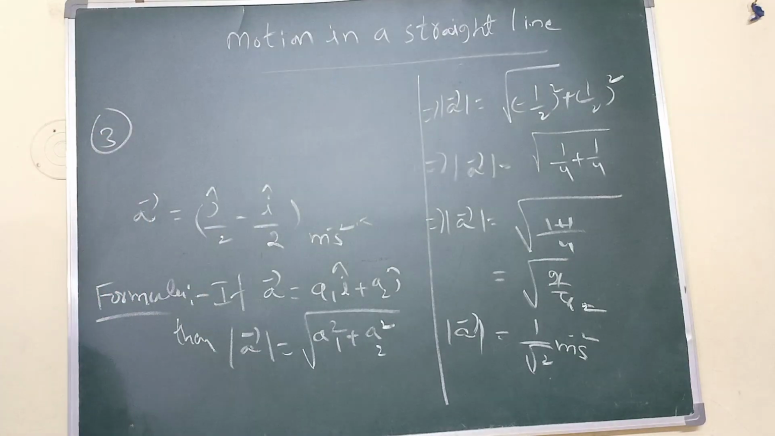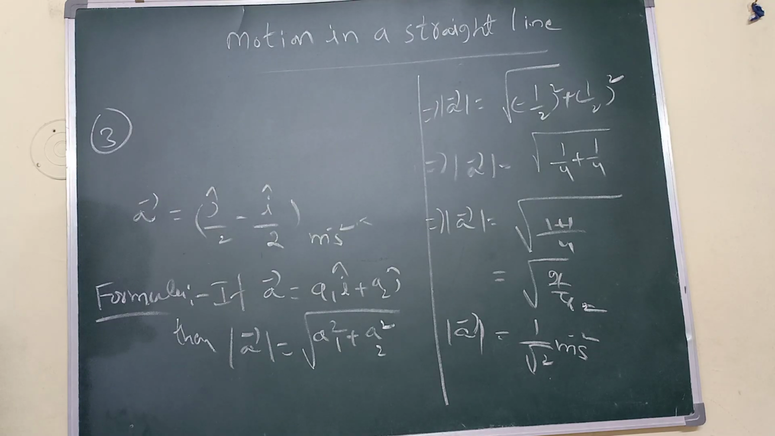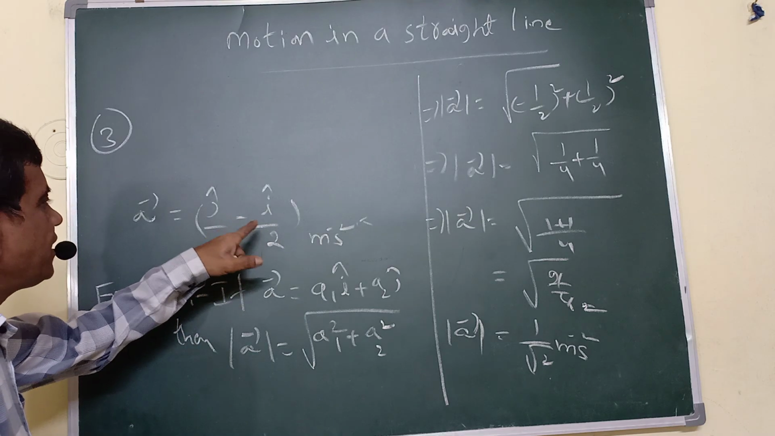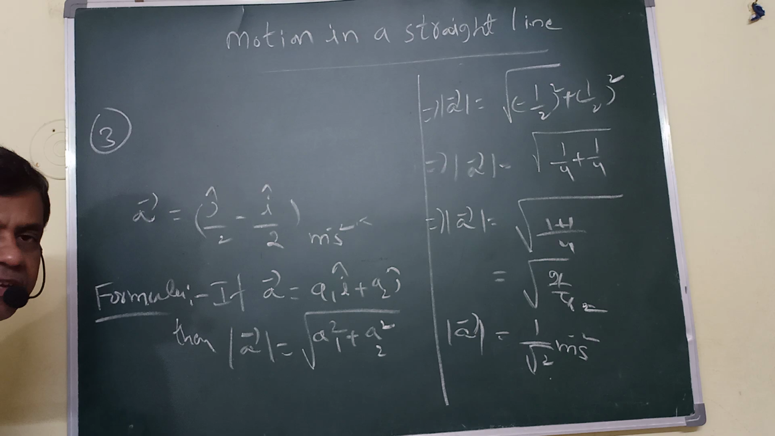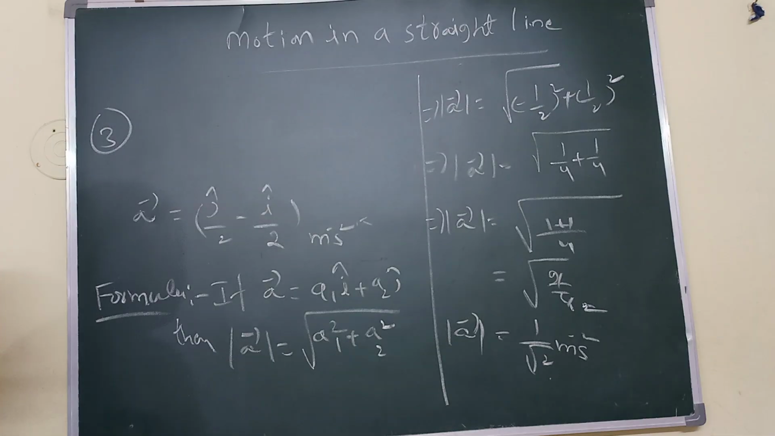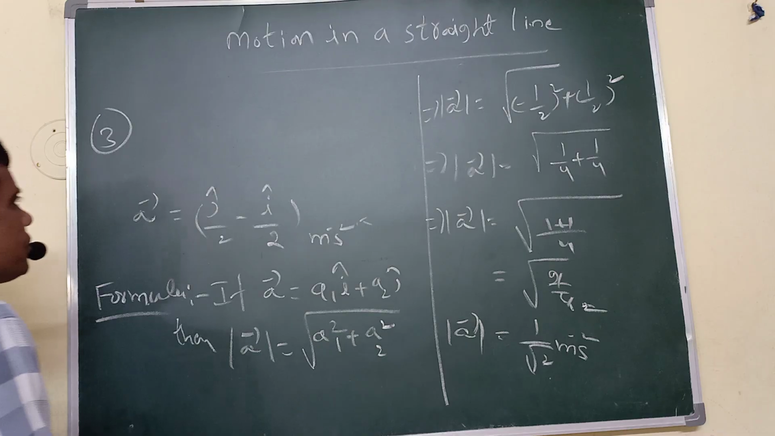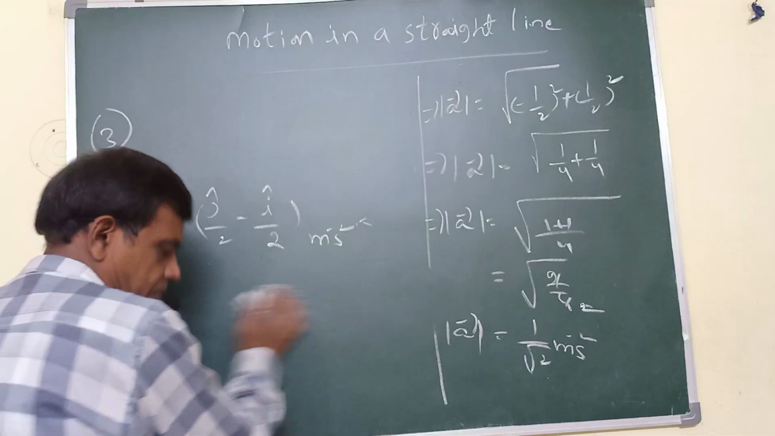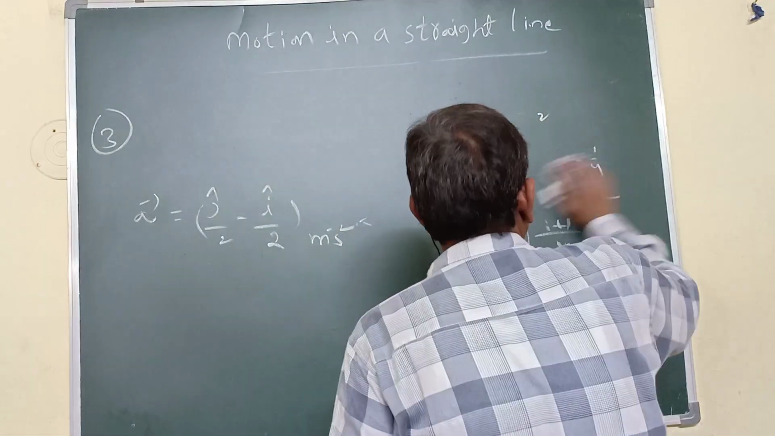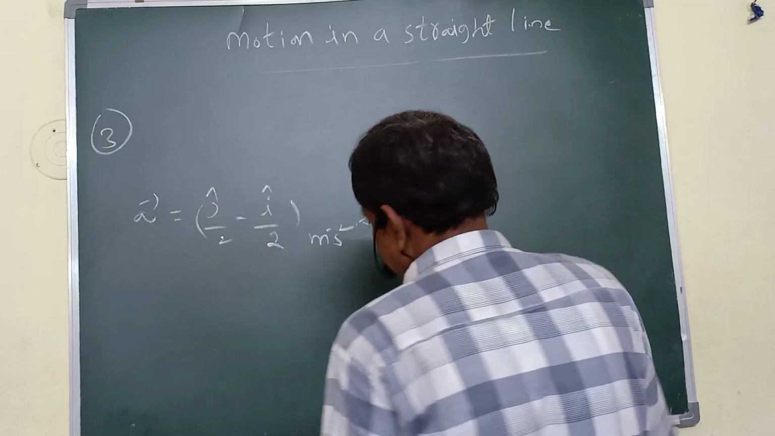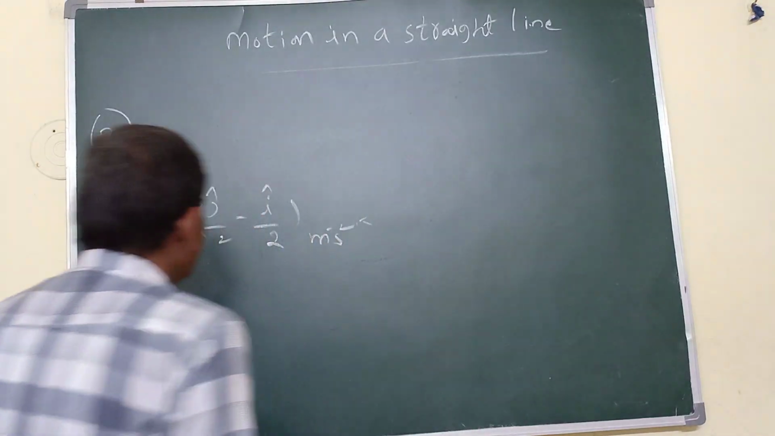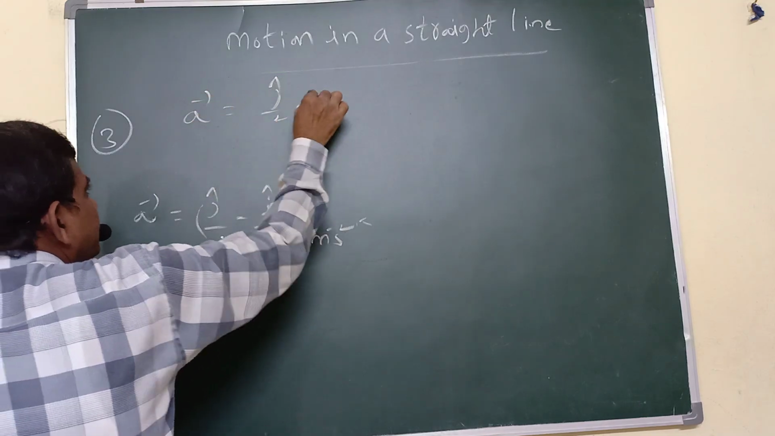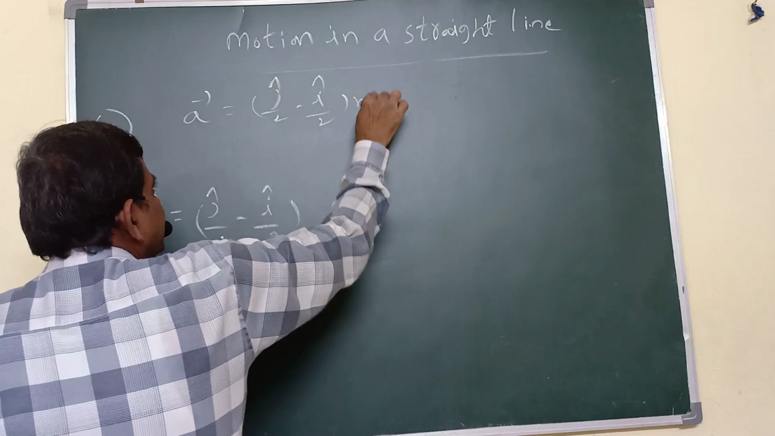So that is the magnitude of acceleration. Now I want direction. How does direction come? Here minus i plus j. In that direction what is there? A is there. So this is the magnitude process. Again I am finding direction. So for finding direction, what is the A value? This A equals j by 2 minus i by 2 meter per second square.